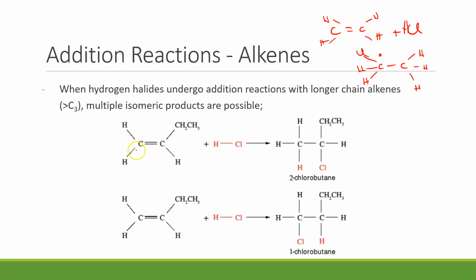But if I have, say, this one here where we've got 1, 2, 3, 4, so this is going to be but-1-ene. If the hydrogen adds on here and then the chlorine here, it's going to give us 2-chlorobutane. Whereas if it adds the other way and we end up with the chlorine adding onto this carbon and the hydrogen onto this one, we're going to have 1-chlorobutane. So in this case, we can get a mixture of isomers.